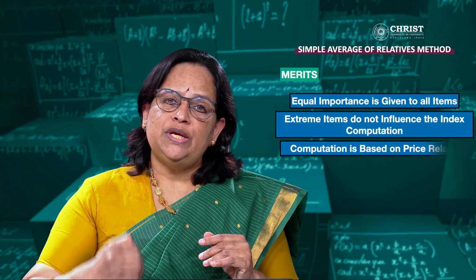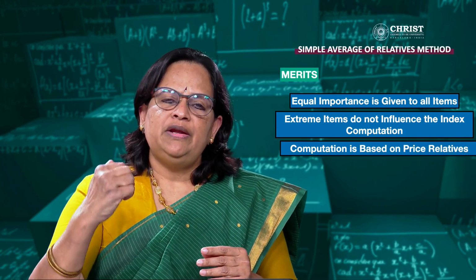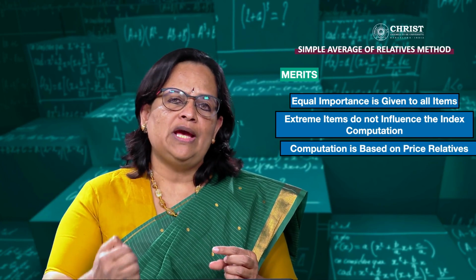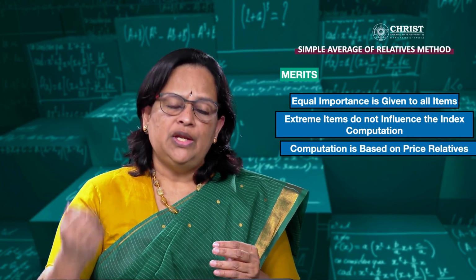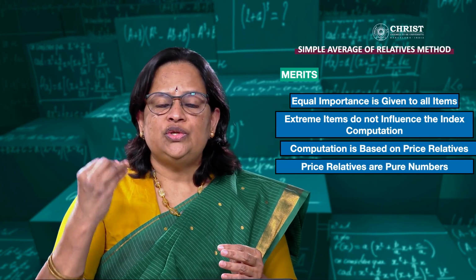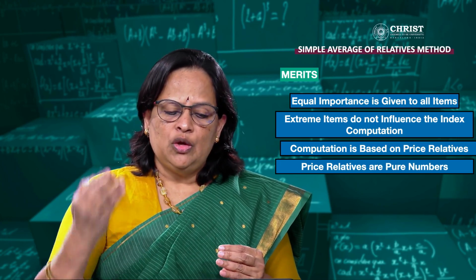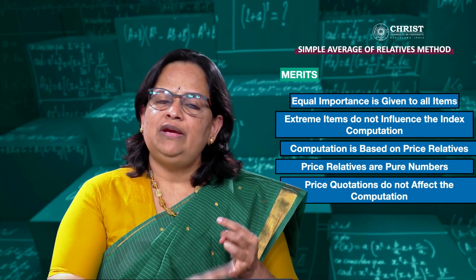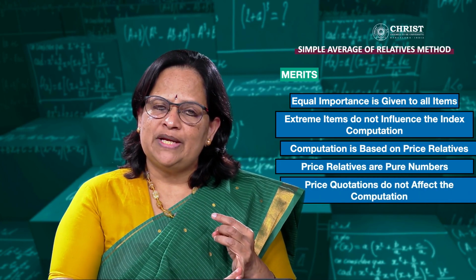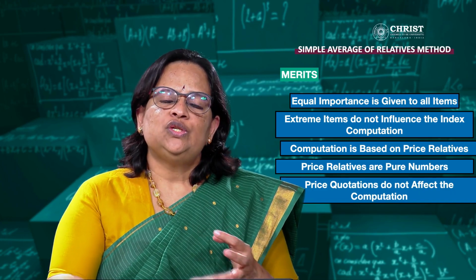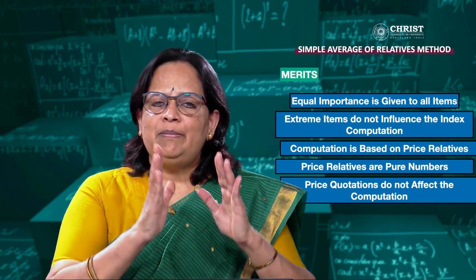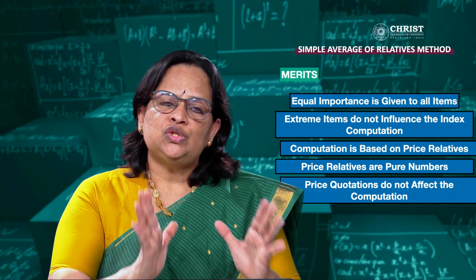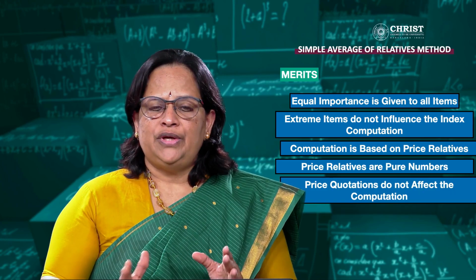Then the computation is based on price relatives. P1 divided by P0 into 100, and price relatives we are calculating for all items included in the index. Now price relatives are pure numbers, so it will not affect the calculation. Now price quotations also do not affect the computation. Price quotation meaning we have two options, either wholesale prices we can take or retail prices. So whichever price we are taking, that method we will be following for all the commodities included in the index. So that is also not going to affect the computation.